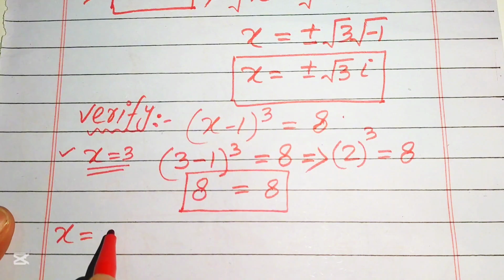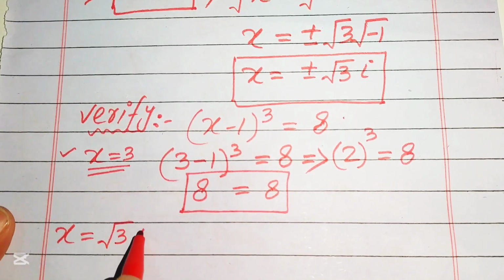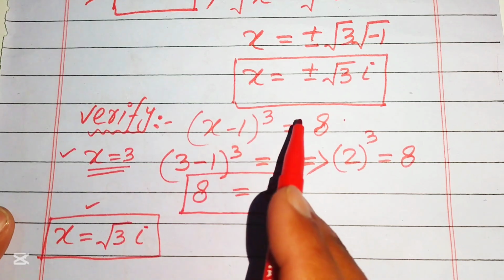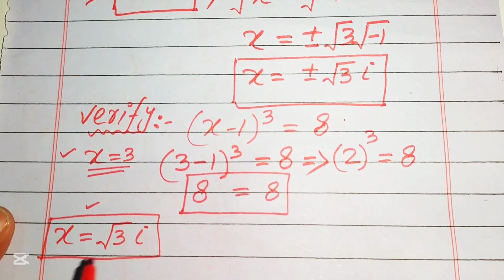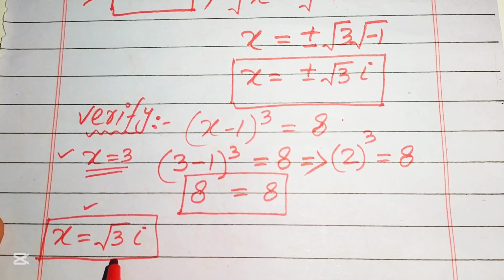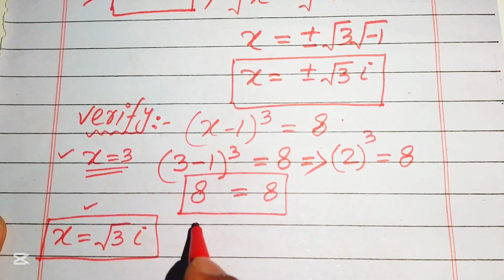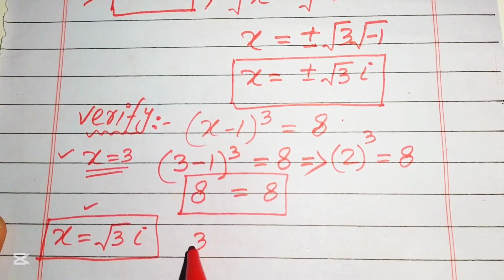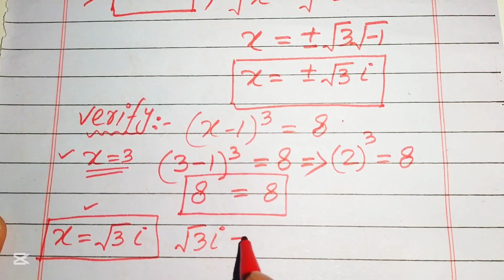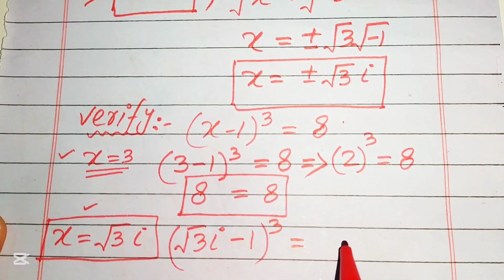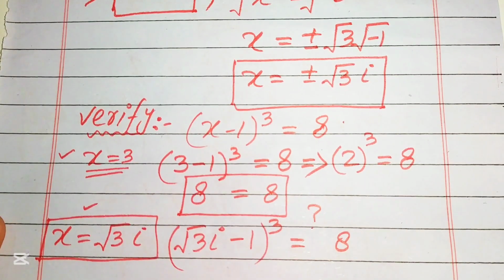Our second root is the positive complex value of x, which is √3 i. Now we need to put this value here, so the given equation becomes (√3 i − 1)³. And here we check: is this equal to 8 or not?